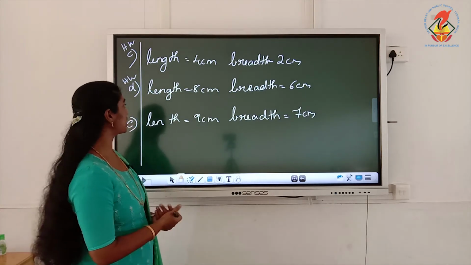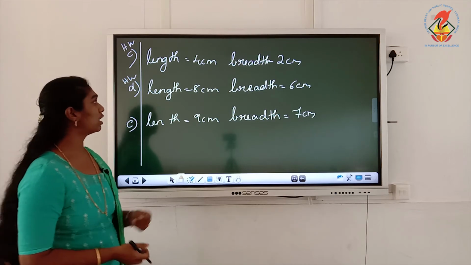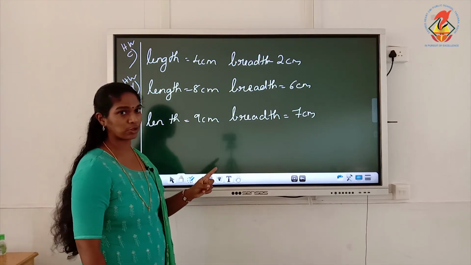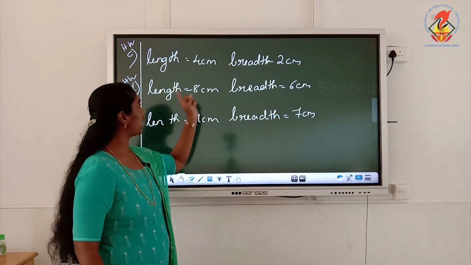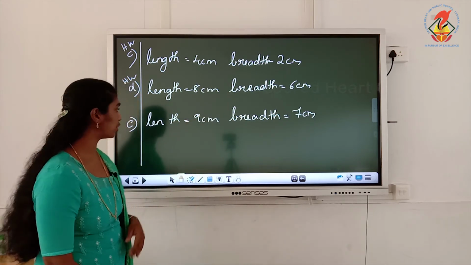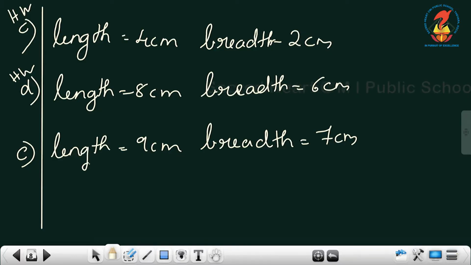Now question C and D is homework for you, children. Write the formula, apply the value. Perimeter of the rectangle equal to 2 into L plus B. L and B is given to you. Length and breadth is given to you. I'll show you one more question.